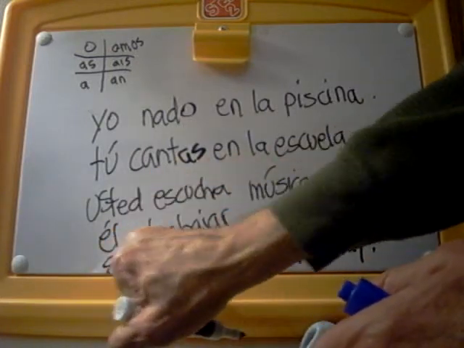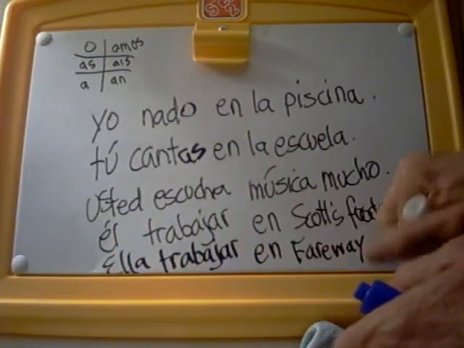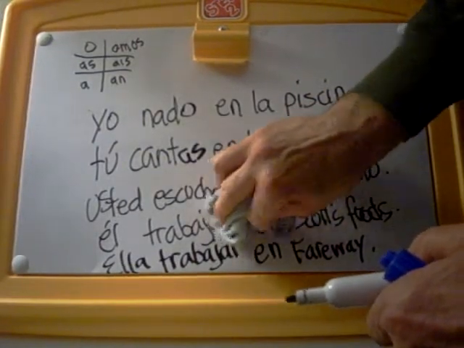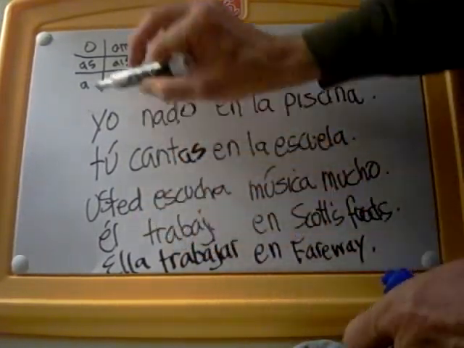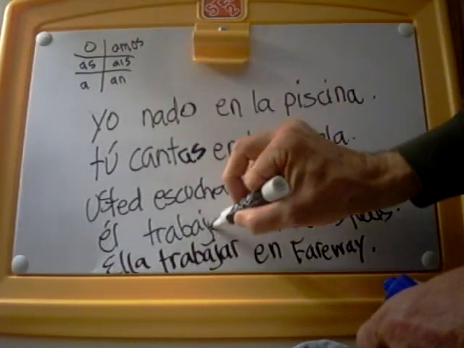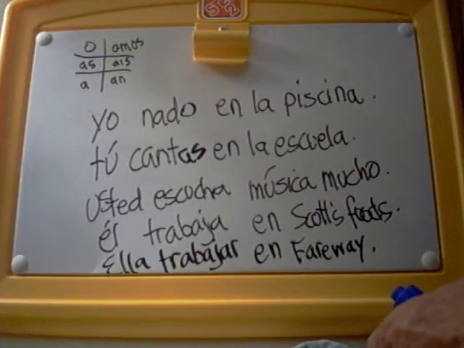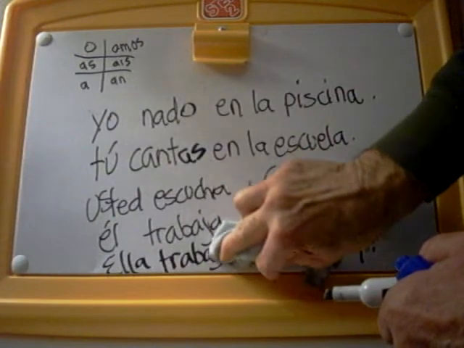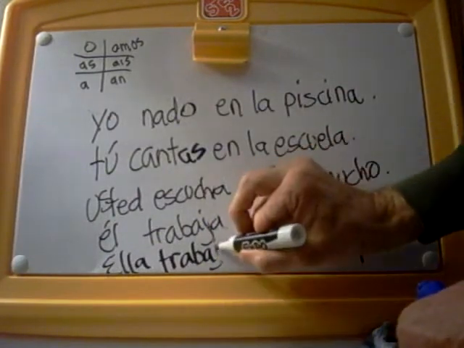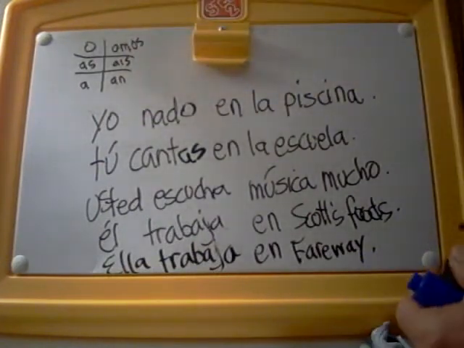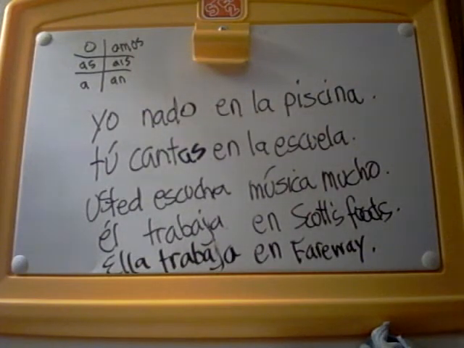I want to say here, he works in Scott's Foods. I can't say él trabajar. I take off that AR ending. And the end of the verb that goes with he is down here, so it's él trabaja in Scott's Foods. And then we have her working in Fairway. Again, I take off that AR and I put on the A because she is also down here in this corner. Ella trabaja en Fairway. She works in Fairway.